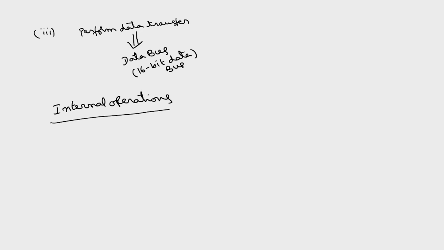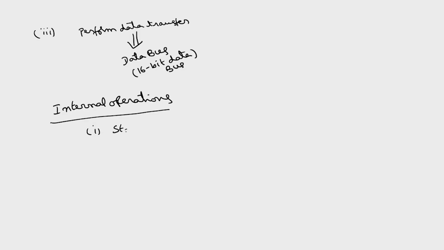As I have told, there are 3 basic microprocessor operations. One is microprocessor will initiate the operations. Second one is there are some operations which take place inside the microprocessor itself. So, what are the operations that take place inside the microprocessor? What are the internal operations? One is storing the data. So, in order to store the data, what are the hardware elements required inside the microprocessor? For this we require registers.